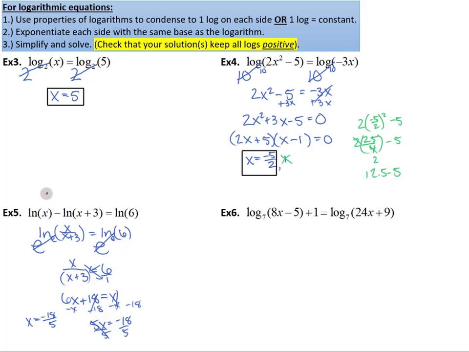Well, let's make sure that everything stays positive. Uh-oh. Look at that guy right there. We're just plugging it in as is, right? It just stays x, and we got a negative value. That's a domain restriction. So we got to throw it out, which means, actually, there's no solution. This is a no solution problem.